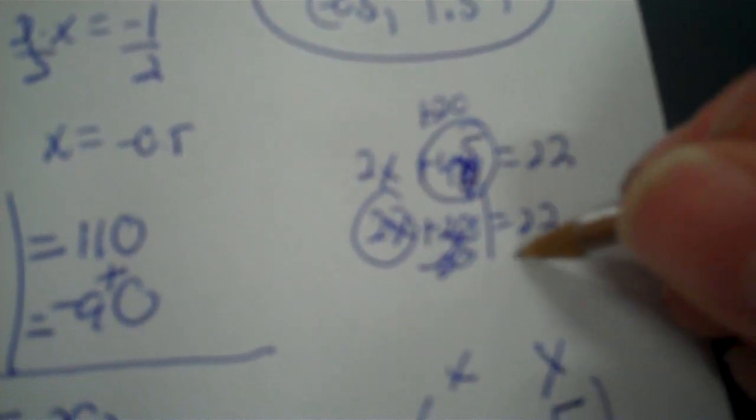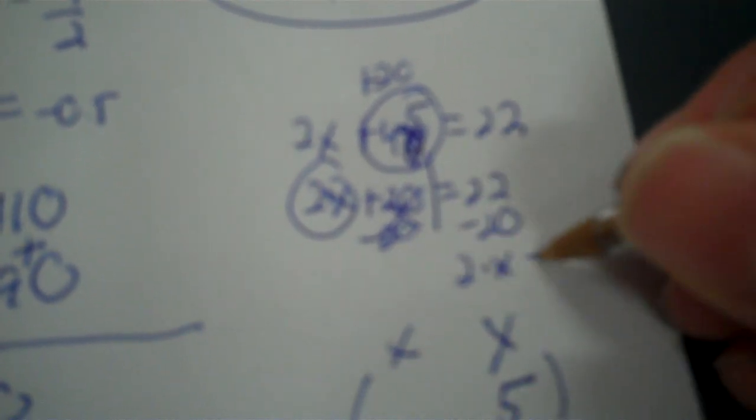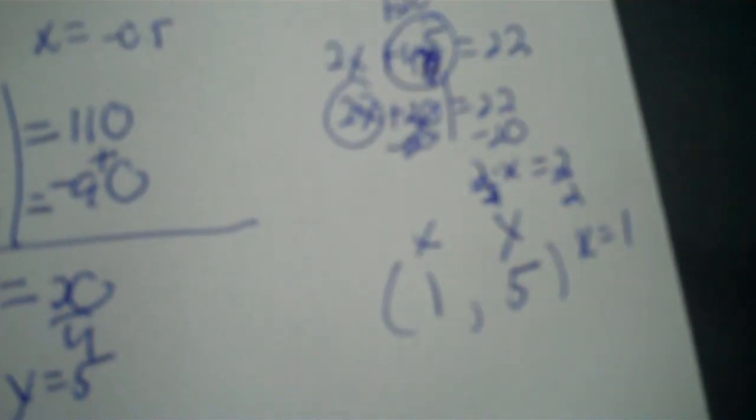So now we have multiplication by 2 and plus 20. So we're going to minus 20. 22 minus 20 is 2. So 2 times x equals 2. Then I divide each side by 2 and I get 1. X equals 1. So 1 and 5.